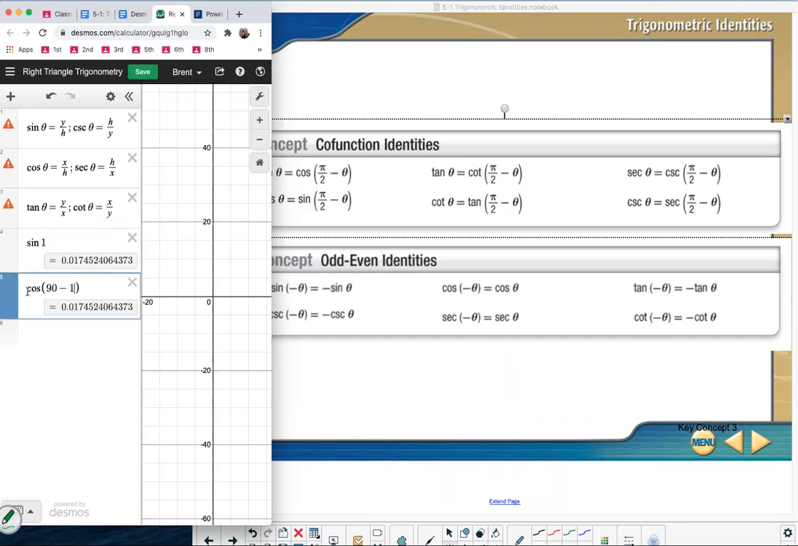Sine of an angle and cosine of its complementary angle. So sine of 1 and cosine of 89 would give you the same solution. If you reduced it, it'd be 89. Those two are complementary, so it's the same solution.